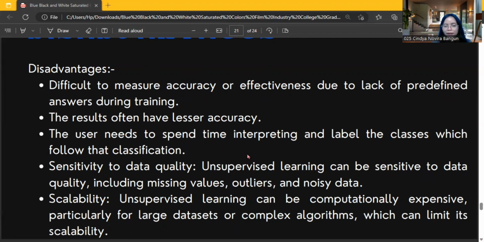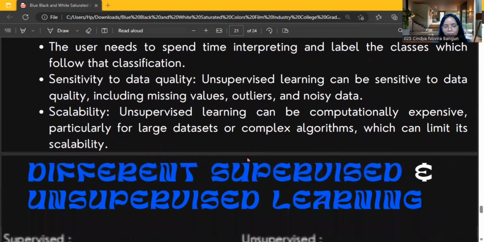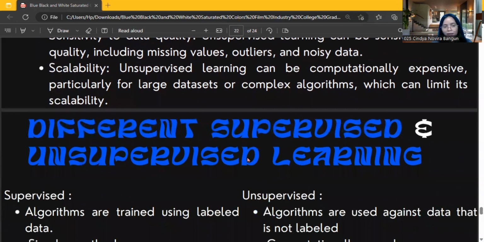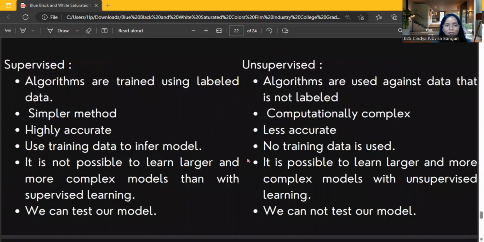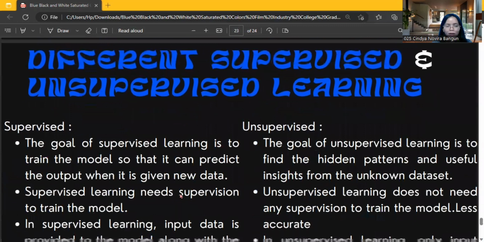5. Unsupervised learning can be computationally expensive, particularly for a large dataset or complex algorithms, which can limit its scalability. What is the difference between supervised and unsupervised learning? Supervised: 1. Algorithms are trained using labeled data. 2. Simple method. 3. Highly accurate. 4. Uses training data to infer the model. 5. It is not possible to learn larger and more complex models than with unsupervised learning. 6. We can test our model.